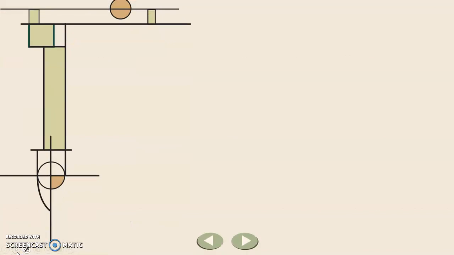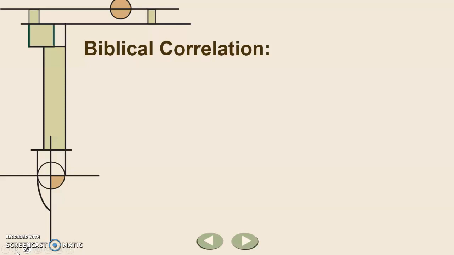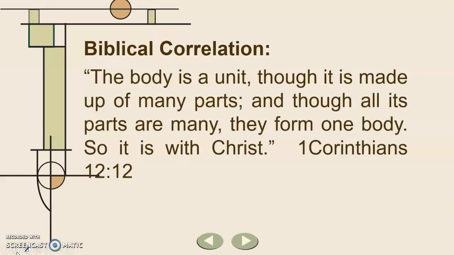Polynomials. Before we do that, let's take a look at our objectives and our biblical integration and correlation for this unit. Now, for this unit, our biblical correlation is this. It comes from 1 Corinthians 12:12, which says, "The body is a unit, though it is made up of many parts, and though all its parts are many, they form one body. So it is with Christ."